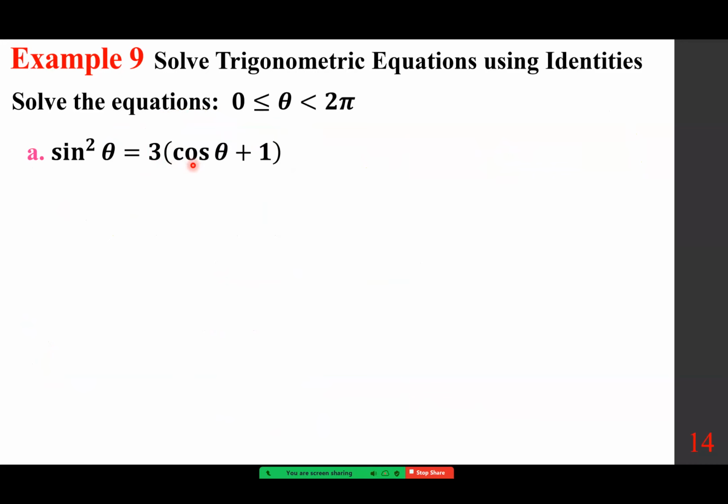So we're going to solve sine squared theta equals 3 cosine theta plus 1. So sine squared is 3 cosine theta plus 3. I'm using a lot of examples because if you go through the examples, I can't imagine you having any difficulty with your homework and, more importantly, your exam.